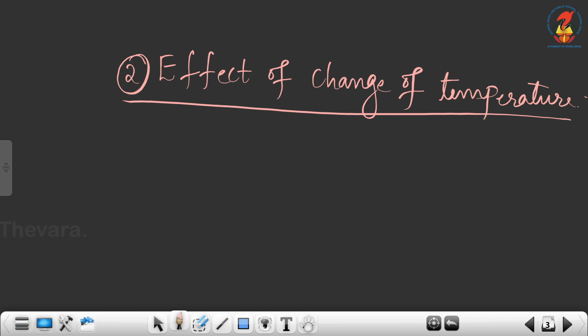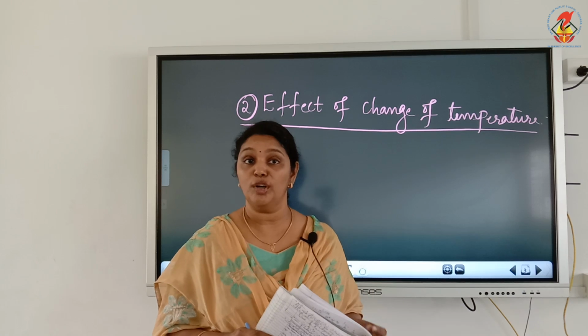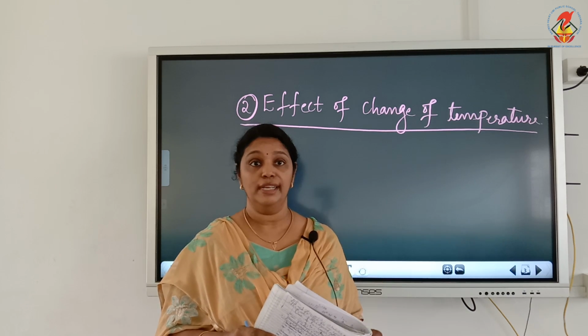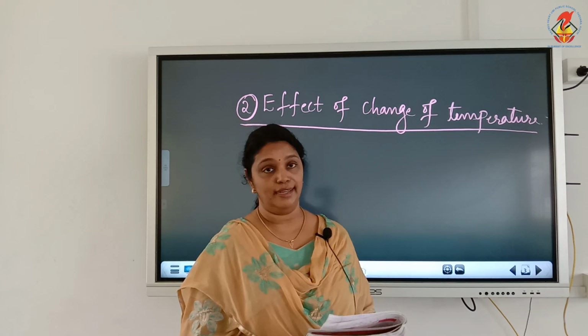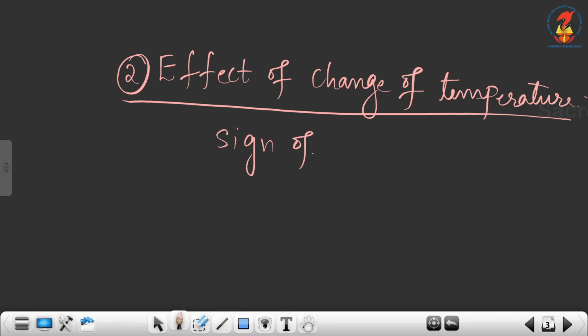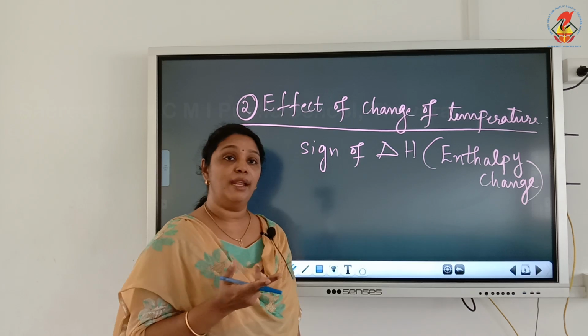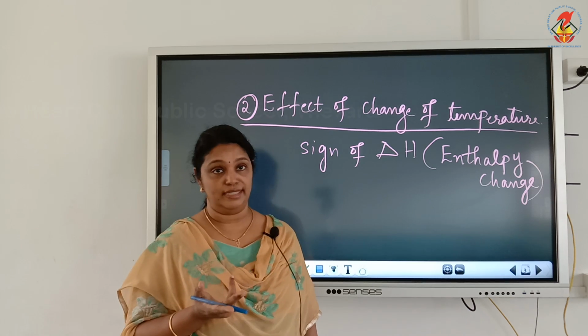Now, the effect of change of temperature on the equilibrium constant depends on the sign of delta H. Delta H means enthalpy change. Enthalpy means energy, and in this case it is the heat energy. Delta H can be positive or negative.